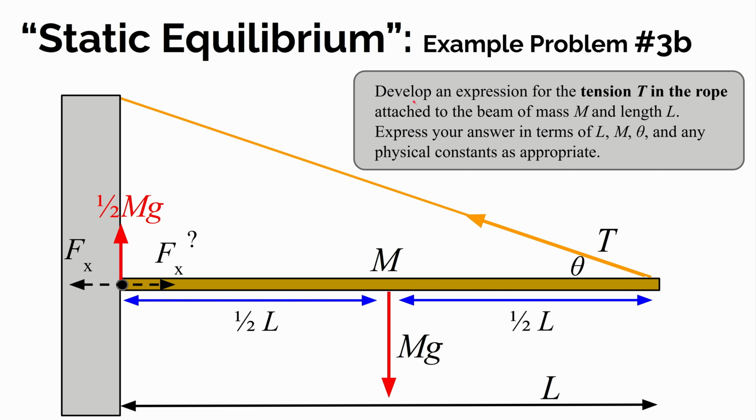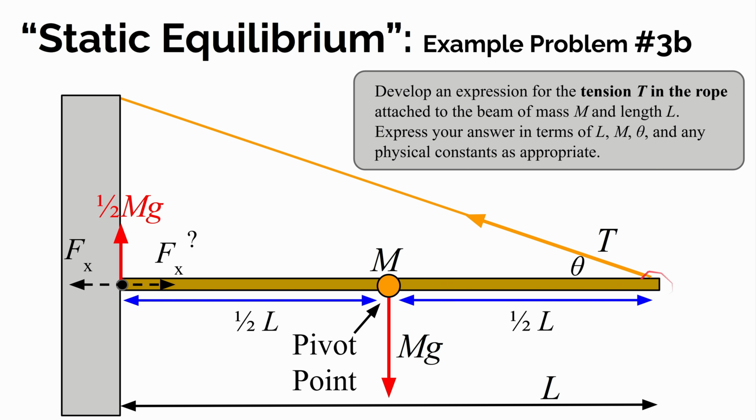So the question is, develop an expression for the tension T in the rope attached to the beam of mass m and length L. And again, we're going to express our answer only in terms of the board's length, the board's mass, and the angle the string makes with the horizontal, and any physical constants like the gravitational field strength of the Earth. So we can, again, imagine the pivot point anywhere we want to.